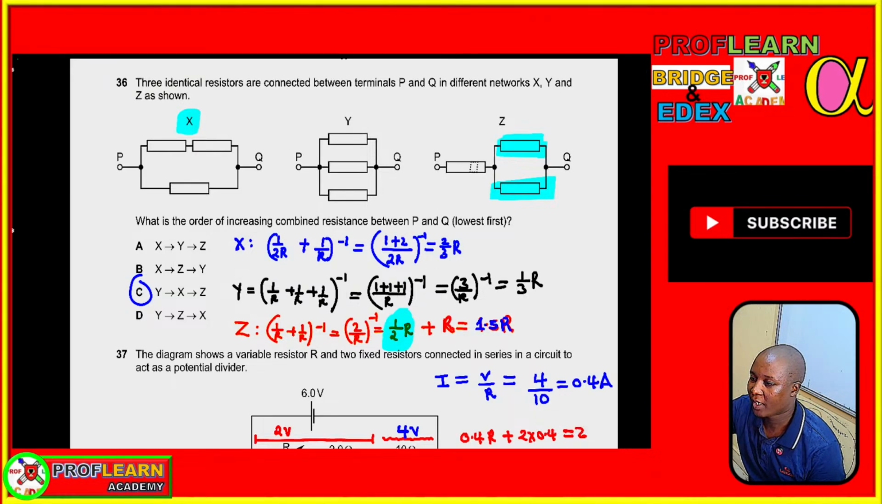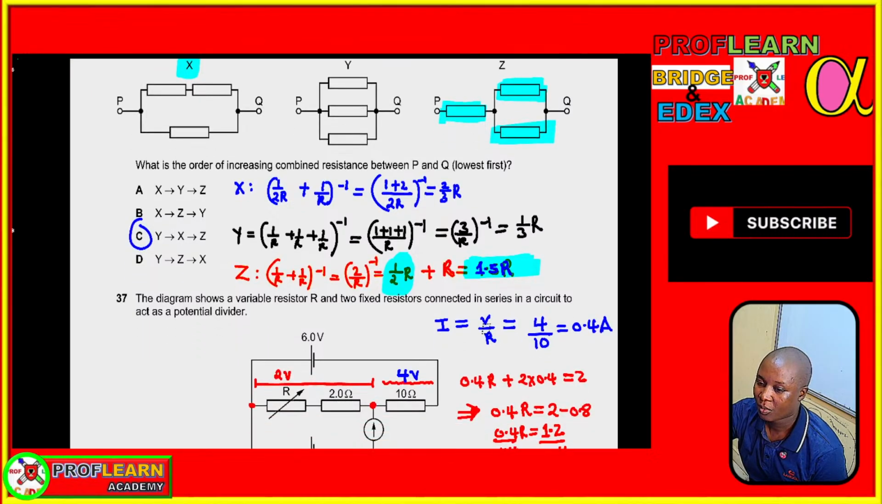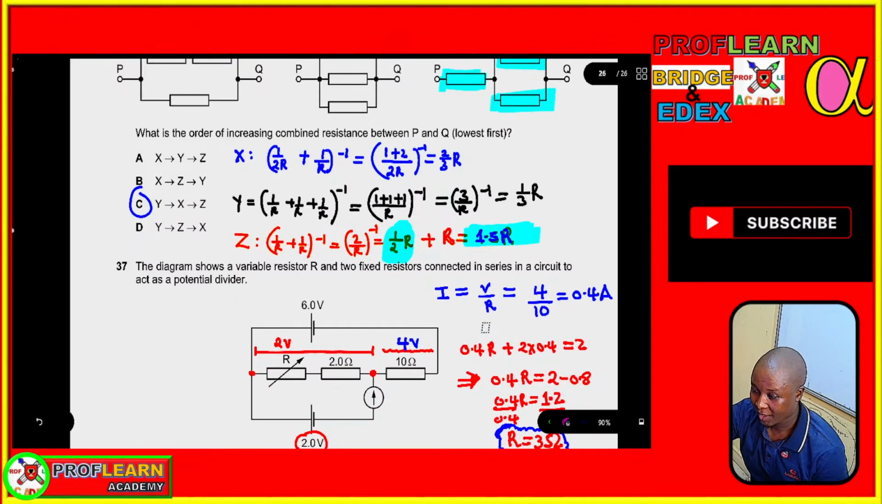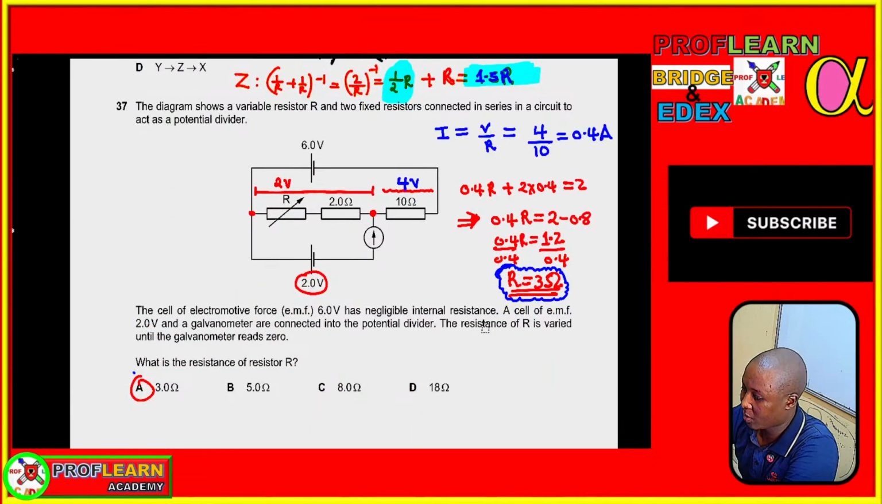Then since we have another resistor here which is in series with this one, so we shall say 1 over 2R plus R, and this is the total resistance we shall be having at this particular point. So arranging them, you are going to have your answer as C. We have question number 37.